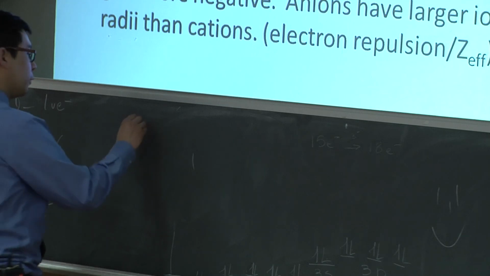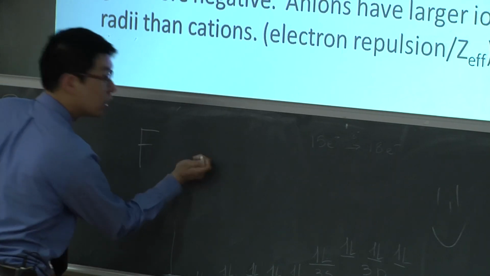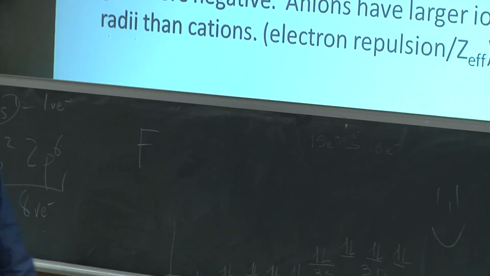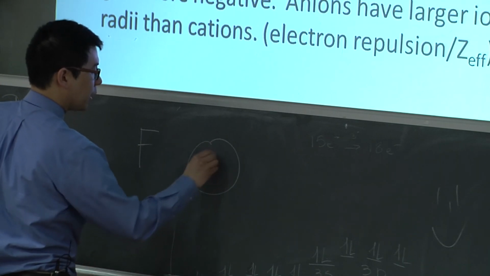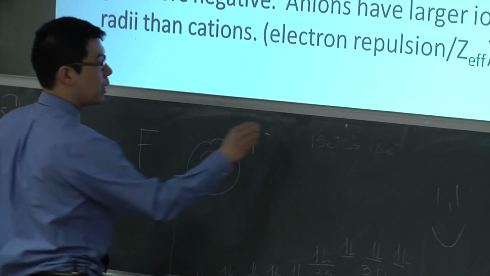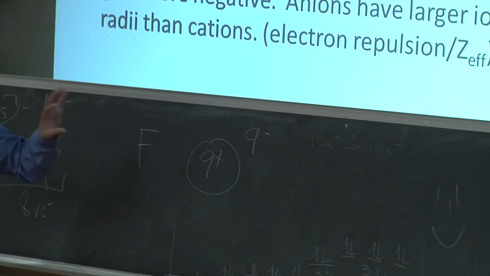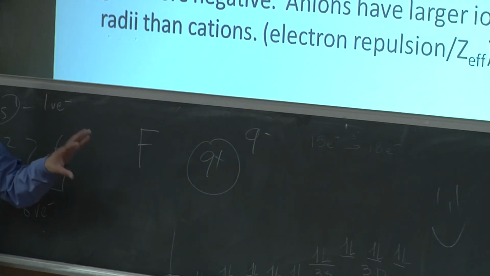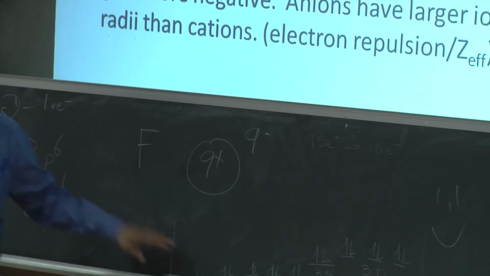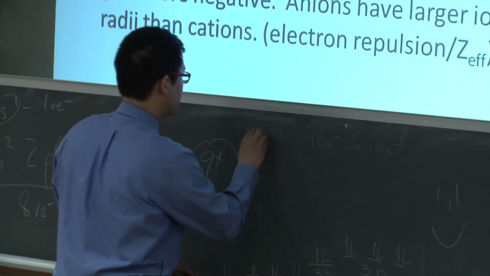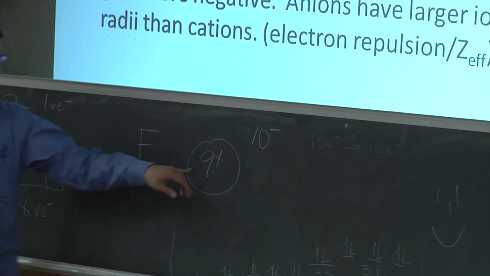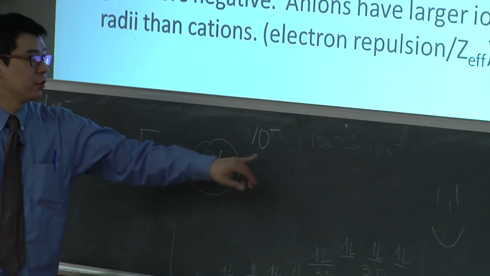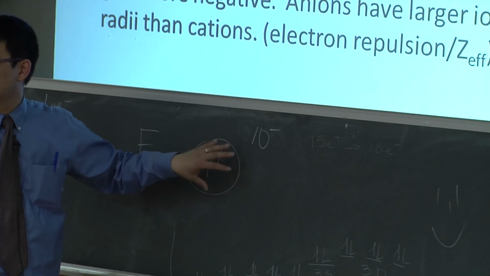So let's take a look at fluorine. Fluorine as an atom is about 9 and 9, so it's 9 plus and 9 minus. When fluorine becomes an ion, it becomes -1, right? So you gain an electron, becomes 10 minus. So from 9 plus and 10 minus, you have more minus now than plus.